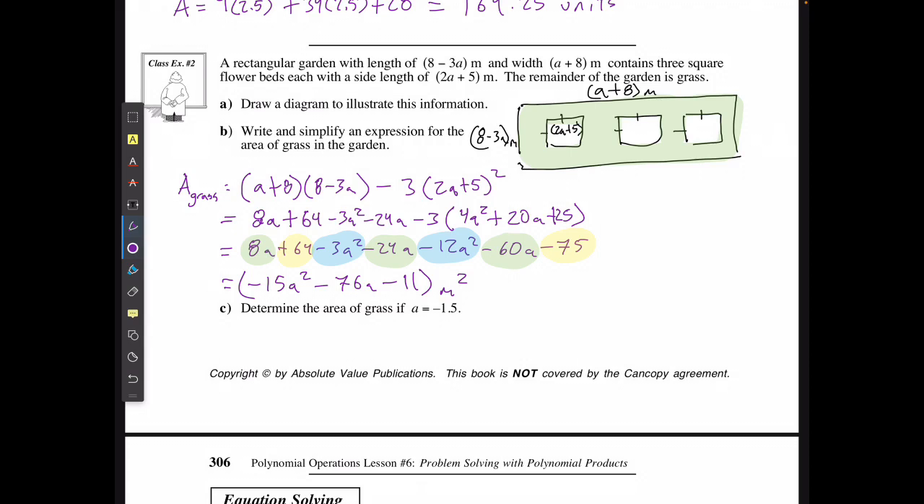The area is equal to negative 15 bracket negative 1.5 squared minus 76 bracket negative 1.5 minus 11, and the area that I get when I plug this all into my calculator is 69.25 meters squared.